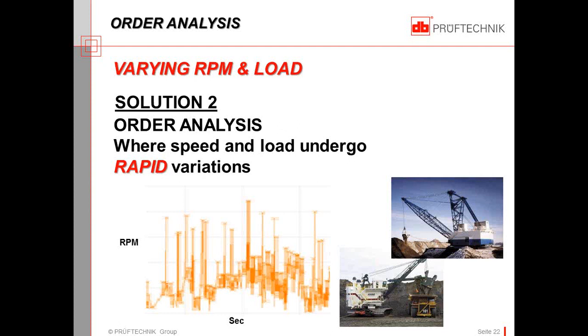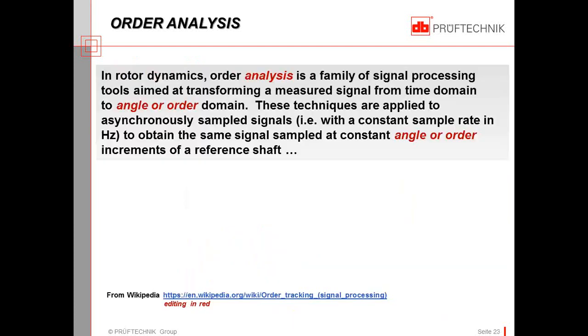But when we want to collect the data and be fully under load, then we have to compensate for this varying RPM. And the way to do that is with order analysis. It gives us reasonably repeatable results. And so, looking at order analysis, how do we define it?